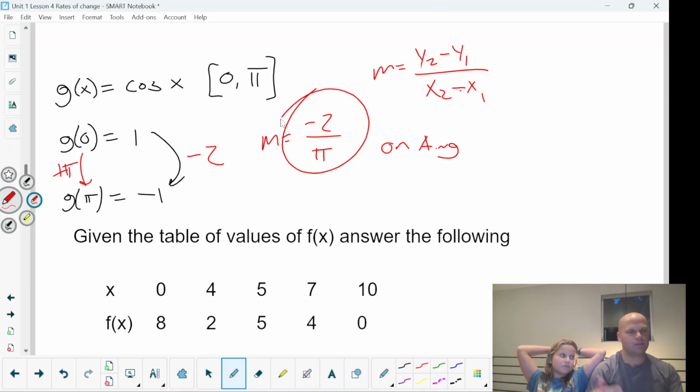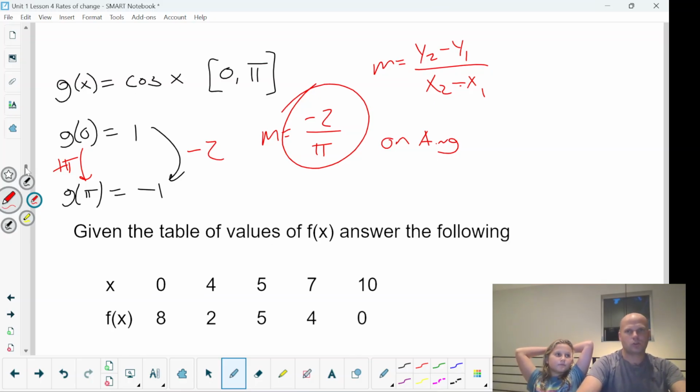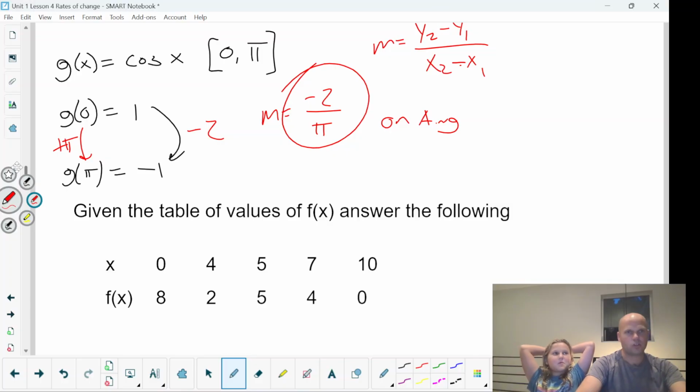Well, what's 2 over pi? Don't worry about it. It's like close to 2/3 because pi is close to 3. So it is just a value that you can think about. It's close to 2/3. And on average, that function is decreasing.